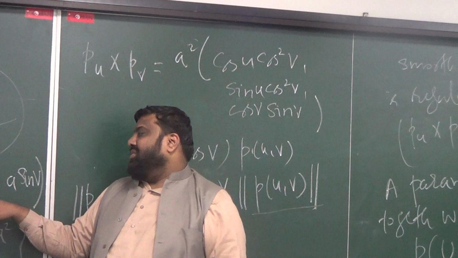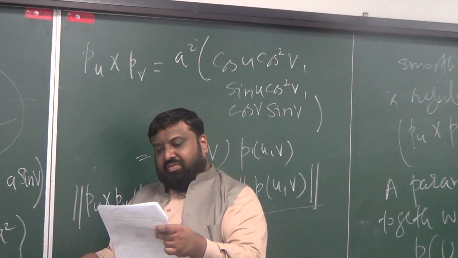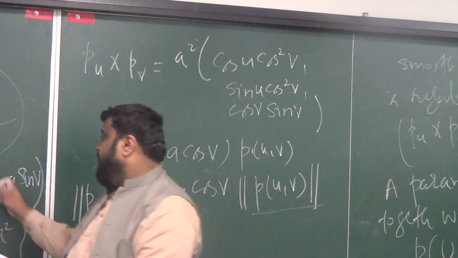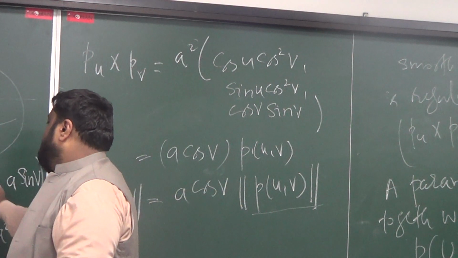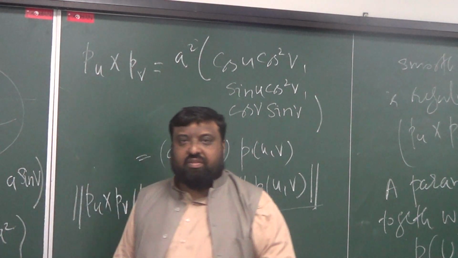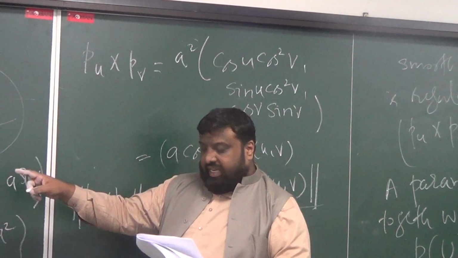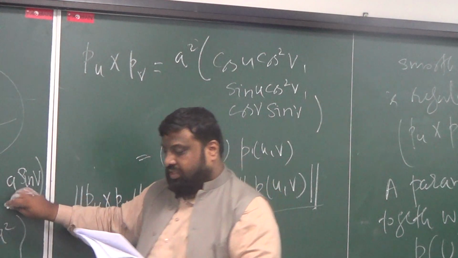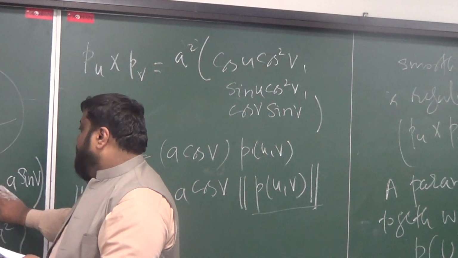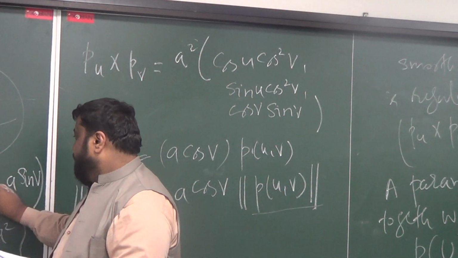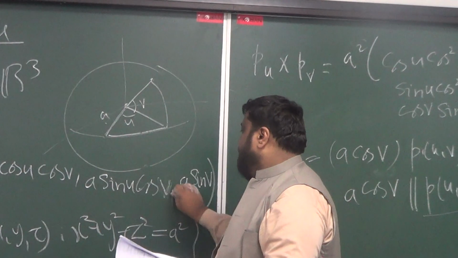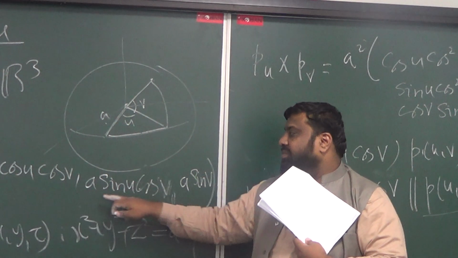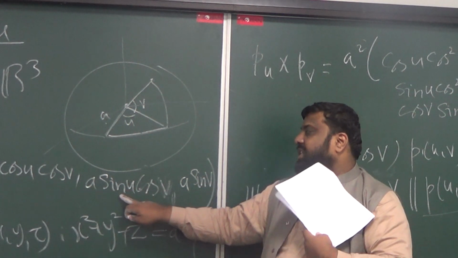Sir, are we doing something here? In between there is sin u, sin v written, with sin u there is this cos u. Okay, so we have a cos u cos v, a sin u cos v. Sorry, cos v. This must be cos v. Now think about it. If you take x square plus y square, what are you going to get?